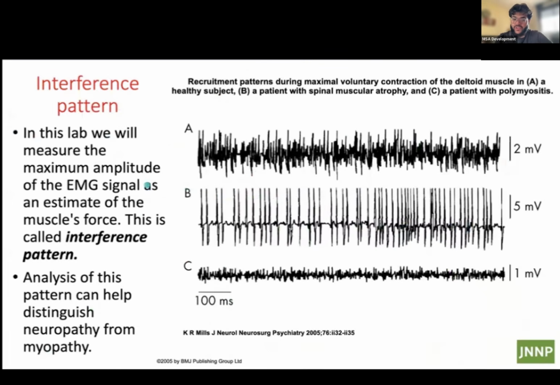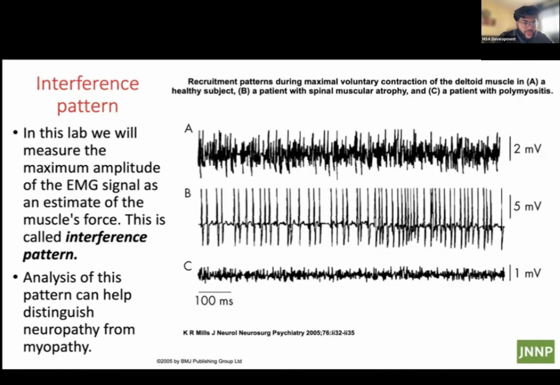So let's talk about interference patterns. When there's maximum voluntary contraction, when a person has basically contracted their muscle as hard as they can, so many muscle units will be firing simultaneously that their individual action potentials will basically start to merge together, and you cannot differentiate them. Okay, so you cannot differentiate individual motor units, and they all are basically very closely grouped together. So what this will create is an interference pattern.